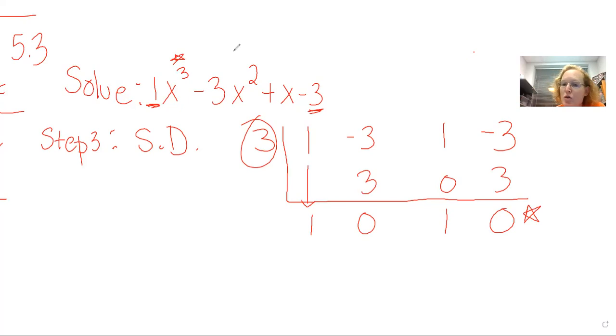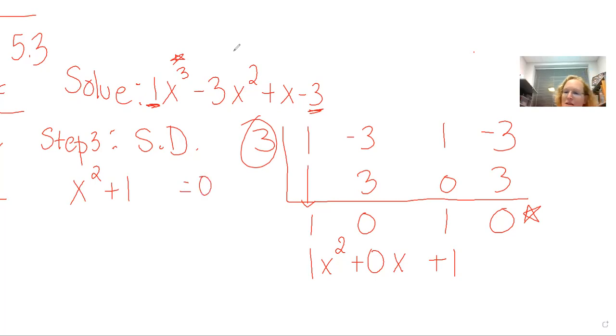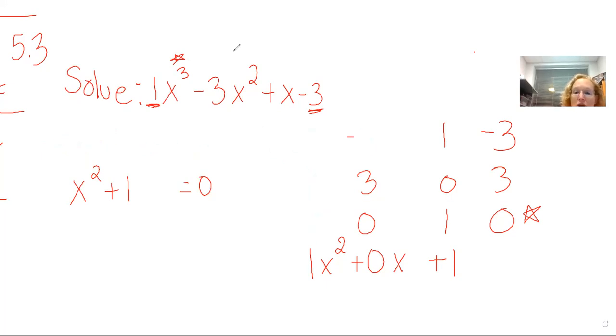You started out with a cubed. So now this is a 1x squared plus 0x plus 1. Now, y'all know almost no one is going to write a 1x squared plus 0x. What they are going to write is x squared plus 1. And we can set that equal to 0 now. Now what you have is you have a quadratic equation. Okay?